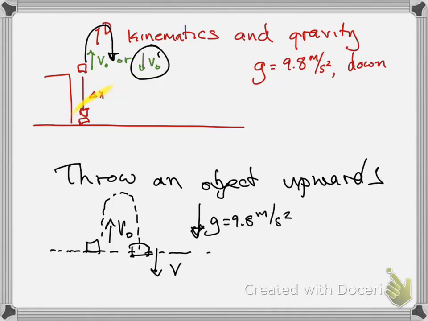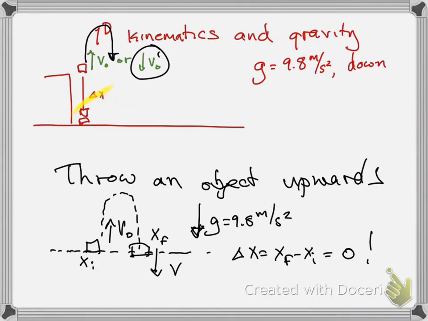And if it starts at my hands, x initial, and it ends at the same place, at the level of my hands, or at the level where I threw it from, xf, then what is delta x? Delta x, xf minus xi, is 0. Its displacement is 0, okay? Doesn't mean it hasn't gone anywhere. It's gone up and come back down. Its displacement is 0.